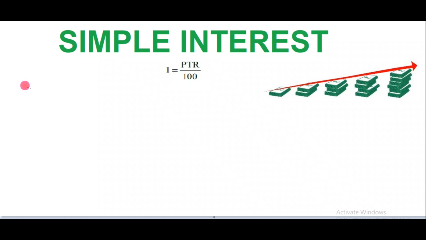First, what is interest? Definition of interest: interest means the additional amount charged. Suppose if you borrow some money from your friend or bank, you have to repay the borrowed amount plus some extra amount for using your friend's money. That is called interest amount.